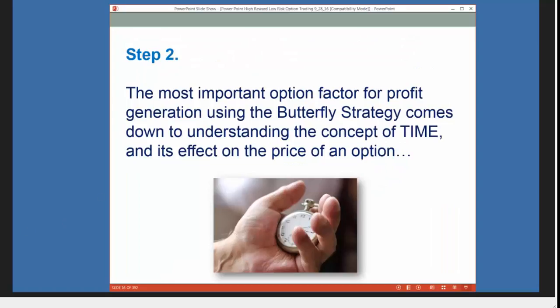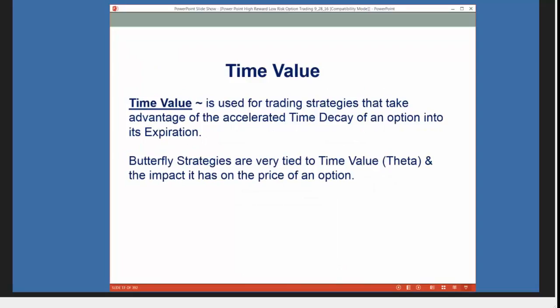So step 2 then is the most important option factor for profit generation using the butterfly strategy, and it comes down to really understanding the concept of time and its effect on the price of your option. That's the big thing, time value, and it's used for trading strategies that take advantage of the accelerated time decay of an option into its expiration.